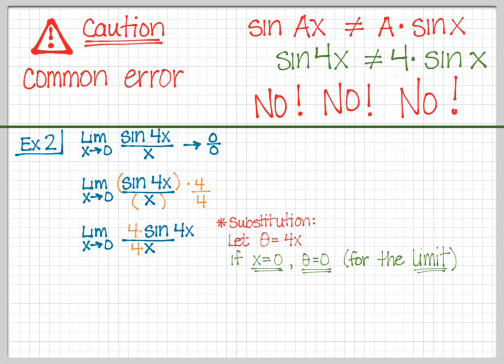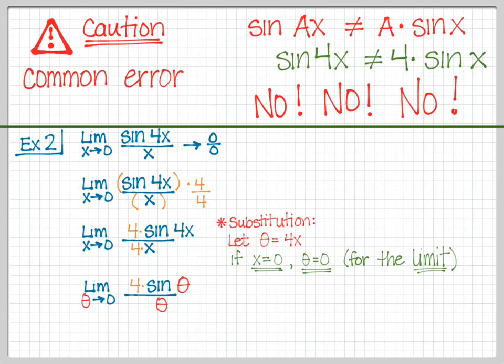So to make it seem a little bit clearer, we're going to take this 4x and we're going to call it theta. So wherever I see 4x, I'll write it as theta. And if x were to equal 0, because we're thinking about when x goes to 0, theta would also be going to 0. And we're thinking about that for this part of it with this limit. So we can now write it with thetas instead of x's, so it looks more like our limit of trig, the trig limit that we learned about sine.